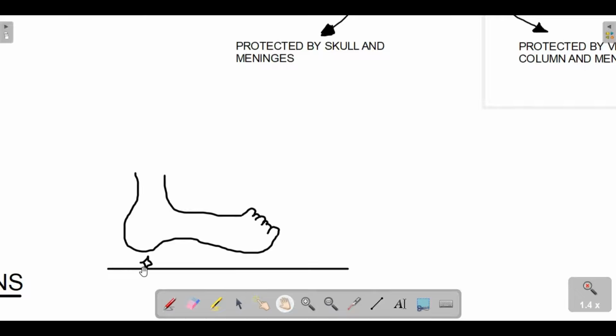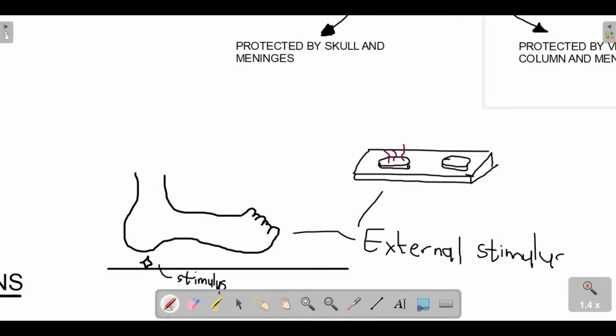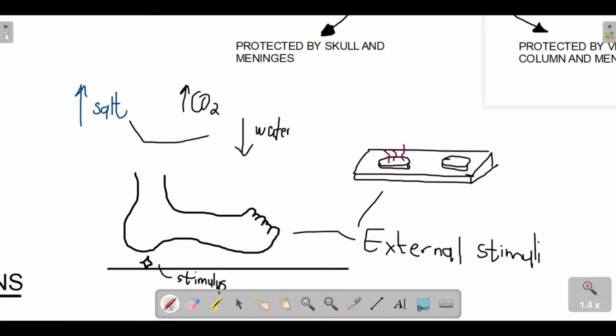So this is a change in the environment. This is the stimulus that we were referring to. So the human nervous system enables us to respond to these changes. The stimulus could be a hot stove, it could be a sharp pin. So these would be external stimuli. These are the changes that your body would react to if you accidentally came into contact with them. Or the stimulus could be internal. So internal stimuli could be an increase in carbon dioxide, a decrease in the amount of water that is available inside of your body, or an increase in the amount of salt. So these are internal stimuli.